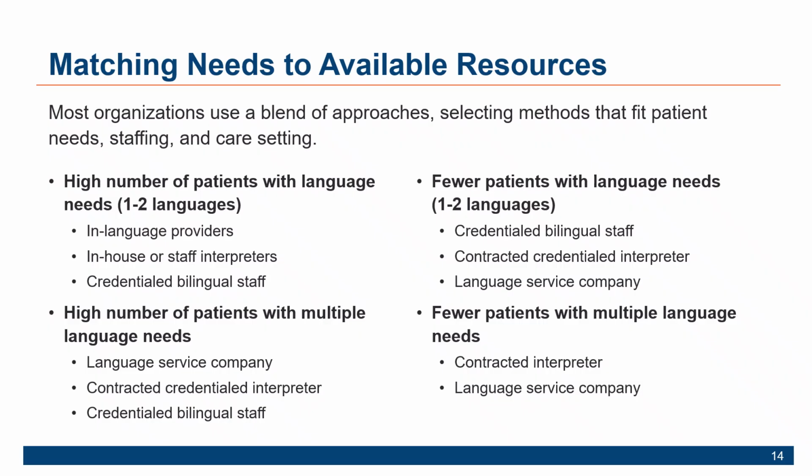On the other end of the spectrum, if you have fewer patients and just one or two languages, the mix can lean toward credentialed bilingual staff, contracted interpreters, or a language service company. And if you have fewer patients spread across multiple languages, prioritize contracted interpreters and a language service company so you can respond quickly. The key takeaway is that language access capacity looks different everywhere, but the goal is always the same: ensuring safe, high quality, and equitable communication.